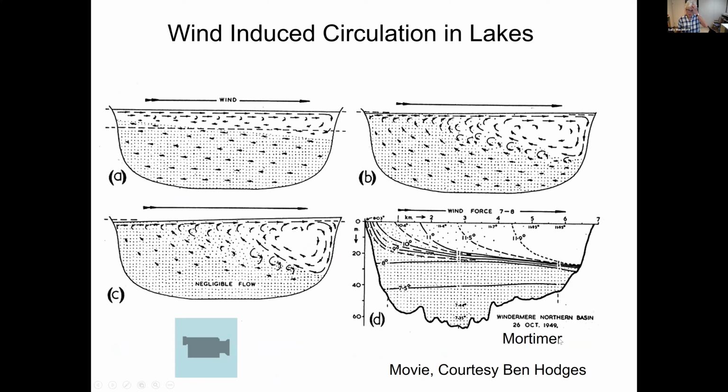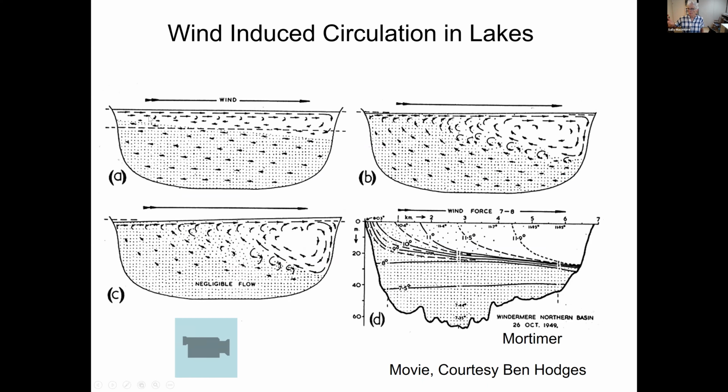And I do love this picture. And notice it's Windermere, the North Basin. And one of the things with the older scientists, it is incredible to realize everything that they figured out with instrumentation, which is so much cruder than what we have today. Really amazing. But this sketch really shows you everything that was in Ben Hodges' movie.